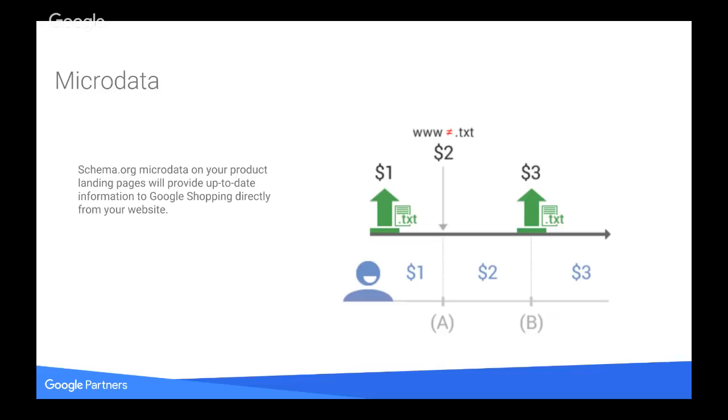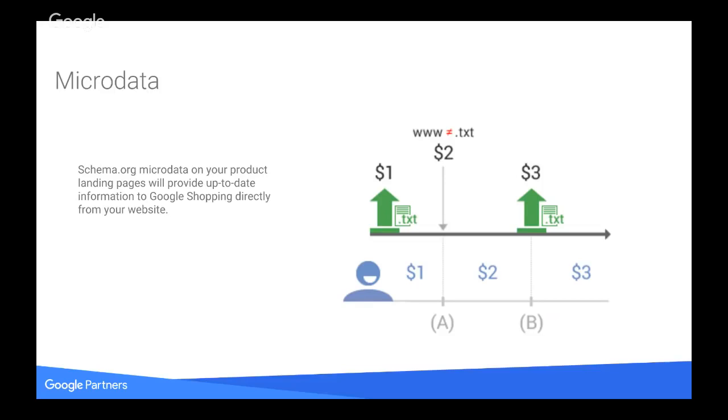Now, schema.org microdata is essentially something that you implement on your product landing pages, and that helps us get up-to-date information directly from your site. So how does this work? In the image that you see on the right, you can see that when we update price and availability of an item using price information and say a text data feed, and then when you upload an item with, say, a price of $1, right?